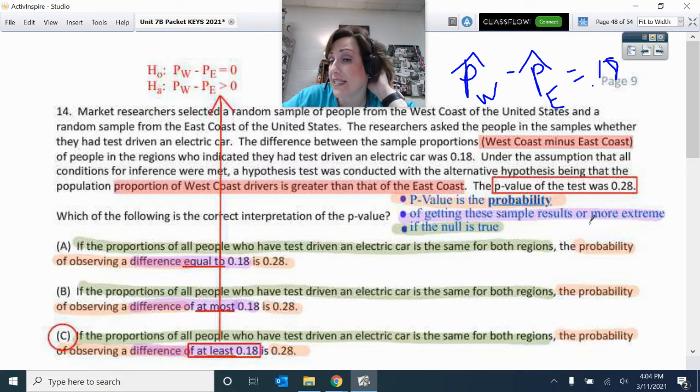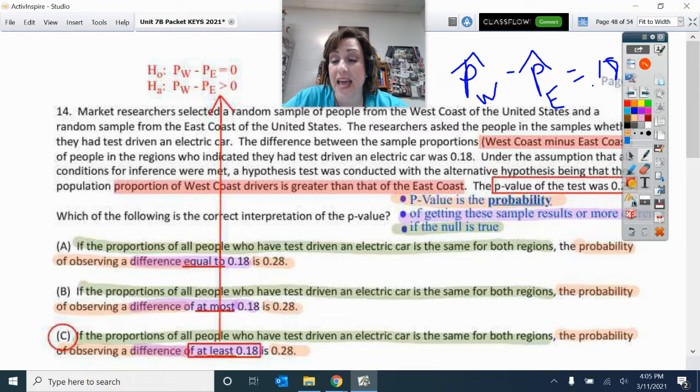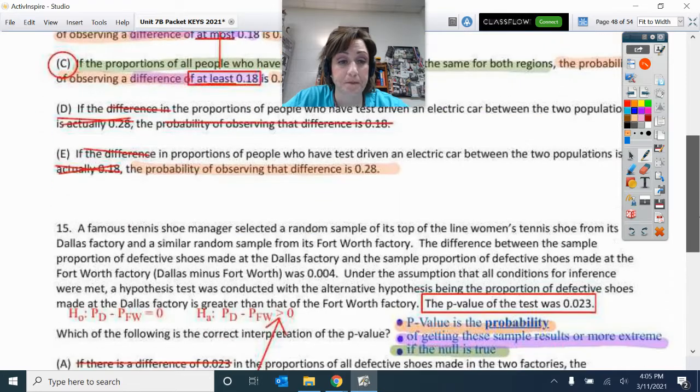So that indicates this more extreme. And because our sample is wanting to see if the probability that the West Coast drivers are greater than the East Coast, that's a greater than. So we want a difference of at least 18 percentage points. So that's why it's C, a difference of at least 18 percentage points.